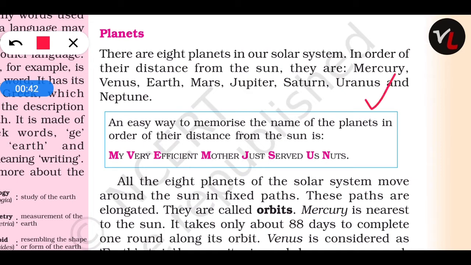Here, what are orbits? All these 8 planets of the solar system move around the sun in a fixed path. These paths are elongated. They are called orbits. So, the elongated path in which all the 8 planets of the solar system move around the sun in a fixed path is called an orbit.